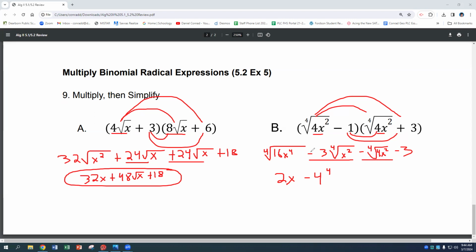Oh, I'm sorry, this should have been plus 3, right? Let's go back. Yeah, this should be plus 3. So that's going to give us plus 2, 4th root x squared, and then minus 3. Okay, and that's the 5152 review.